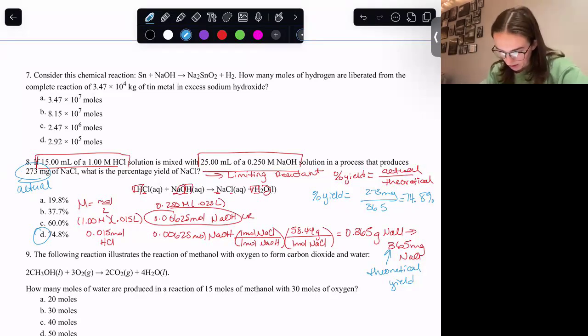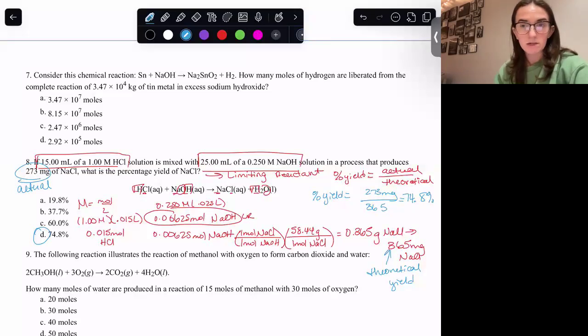Okay. And then let's talk about 7. So this is just a fancy way to ask a limiting reagent question. We have considered the chemical reaction: tin plus sodium hydroxide yields sodium tin oxide and hydrogen gas. How many moles of hydrogen are liberated from the complete reaction of that many kilograms of tin metal in excess of sodium hydroxide? For this one, they're telling you that you have excess sodium hydroxide, so all of your tin metal gets used up.